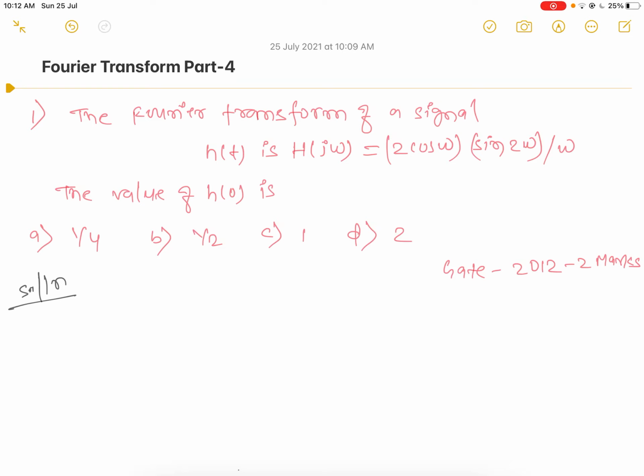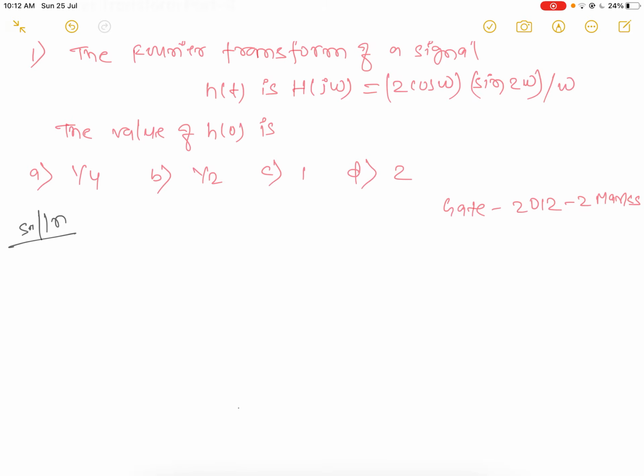First question. The Fourier transform of a signal h(t) is given as H(jω) = 2 cos ω · sin 2ω / ω. The value of h(0) is, where h(0) is in the time domain. Here is the given Fourier transform of h(t). We don't know what h(t) is. First of all, we have to find out h(t).